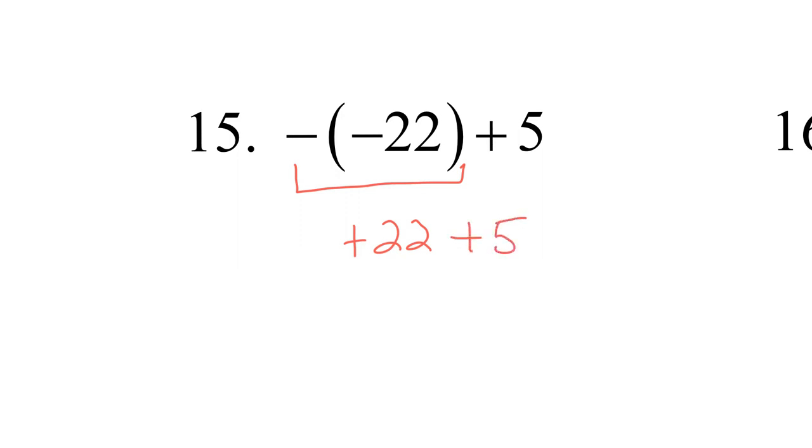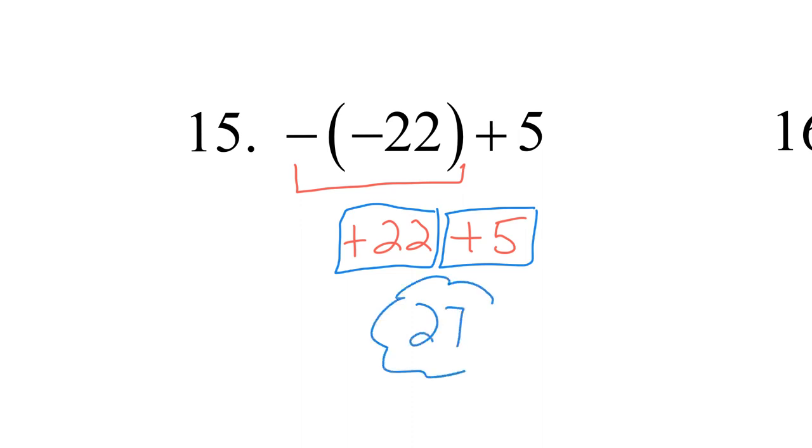Do we need that plus next to the 22? Once again, you do not need the plus, but it's a good visual for you to see that this number is positive 22. This number is positive 5, so they have the same sign. When the numbers have the same sign, you add the numbers and keep the sign of the numbers. So my answer is positive because the numbers are positive, and 22 plus 5 is 27. So positive 27 is the answer.